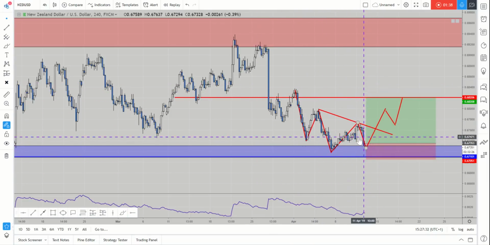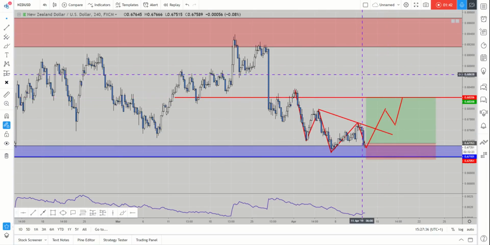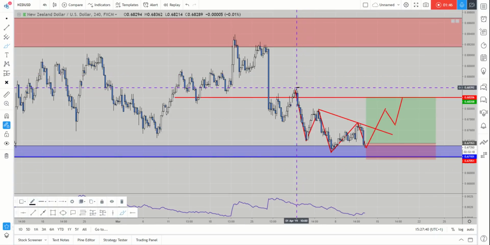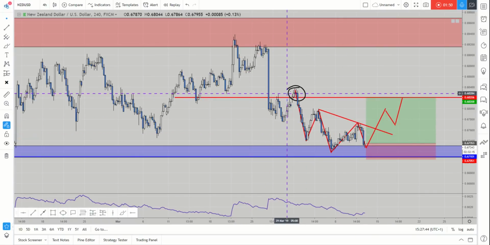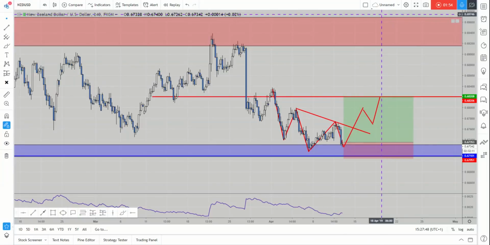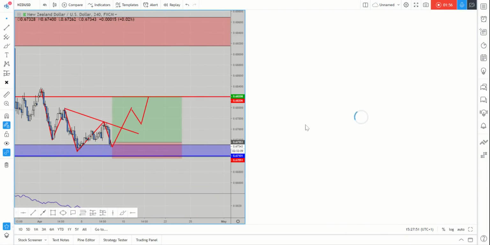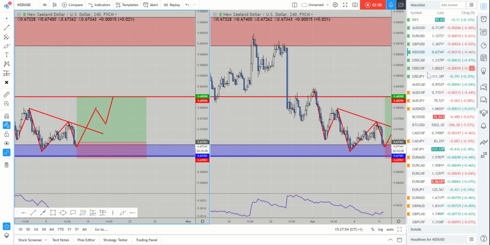Okay, so we're looking for that 30 pip stop, 85 pip target. Okay, if it does break above this high, this structure high in here, then we can look for continued upside. Now, it doesn't have to necessarily look at the Kiwi dollar in particular. So if I bring in other Kiwi pairs, I'm just going to jump to the double screen and we're going to look at other Kiwi pairs.